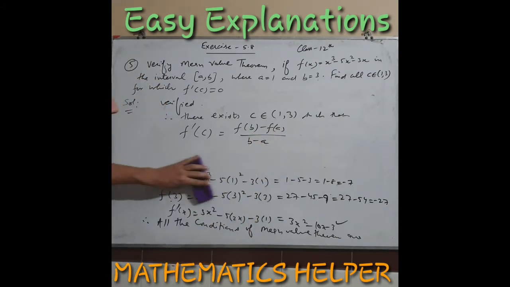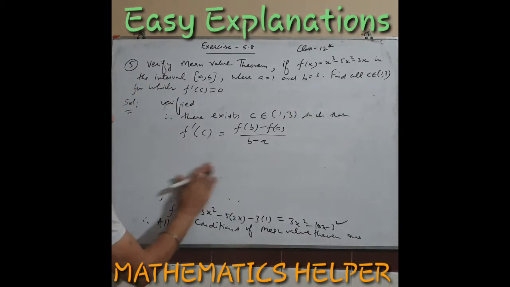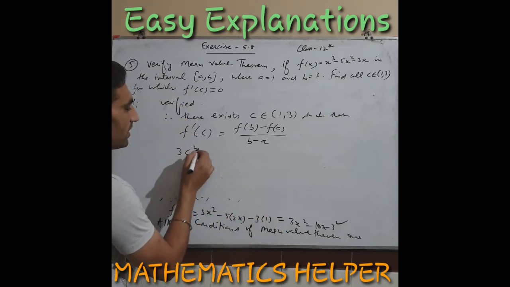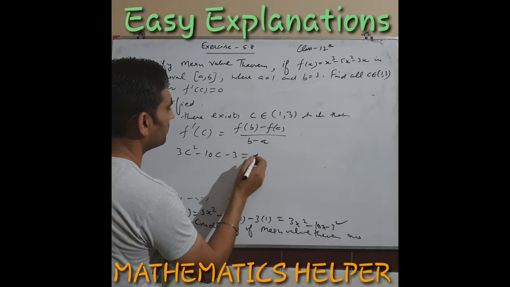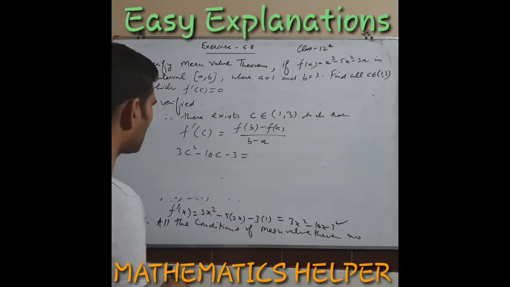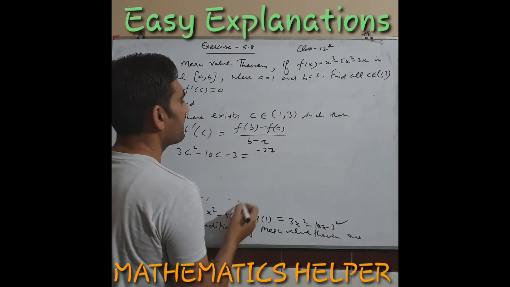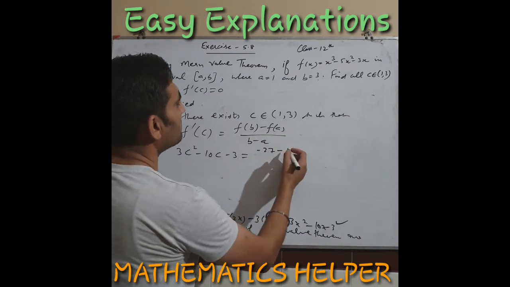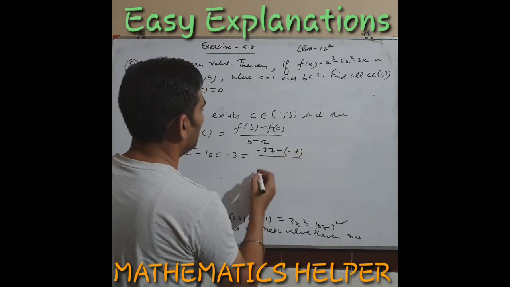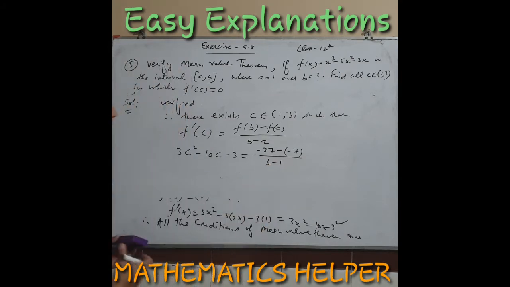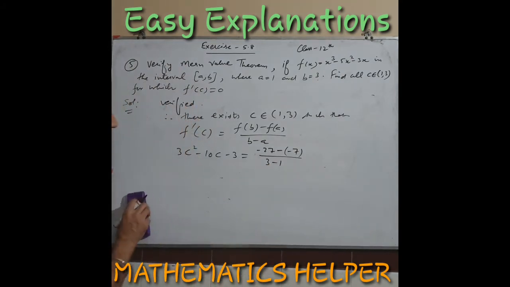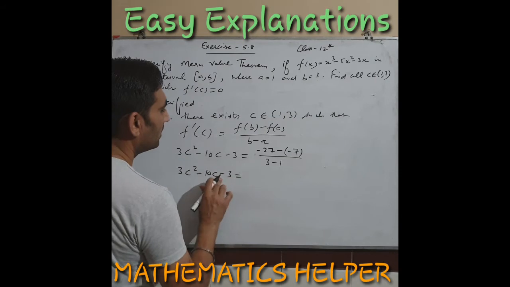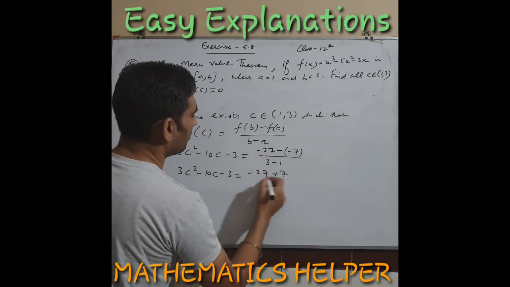So we have to write the answer now by using the definition. What is f dash x? It is given here, you have to replace x by c. So you have 3c square minus 10c minus 3 equals f(b), which is f(3), minus 27, and minus sign f(a). What was the answer of a? It was minus 7, so minus of minus 7, over b minus a, which means 3 minus 1. So we have this calculation. We have to find the answer of this calculation now. So it is 3c square minus 10c minus 3 equals minus 27 plus 7 over 2.